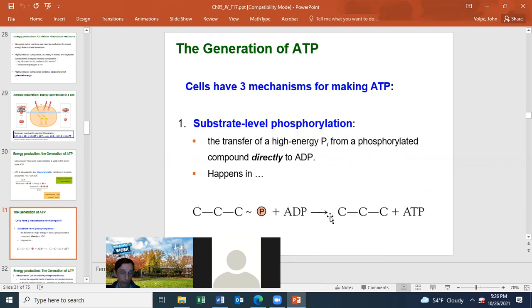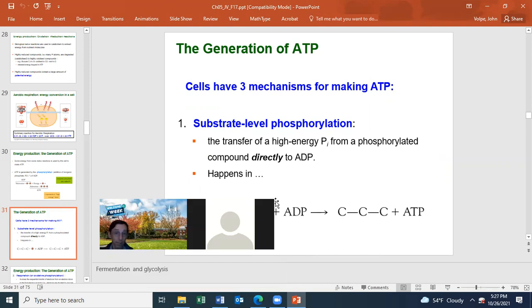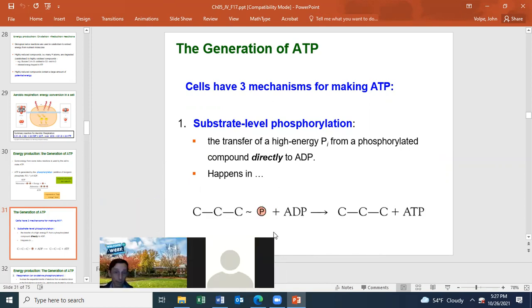Substrate level phosphorylation actually does happen in glycolysis. And glycolysis is the first part of fermentation. So it happens in fermentation also, but in reality, it happens in glycolysis because glycolysis is a part of fermentation, as well as a part of other things like aerobic respiration. Any question about that? So ATP can be made by substrate level phosphorylation, where a phosphate is taken from one molecule and added to ADP.